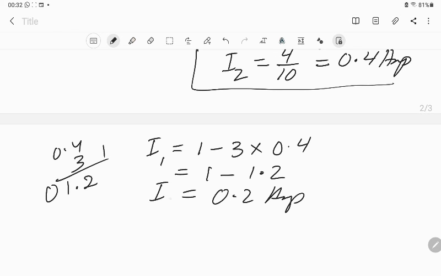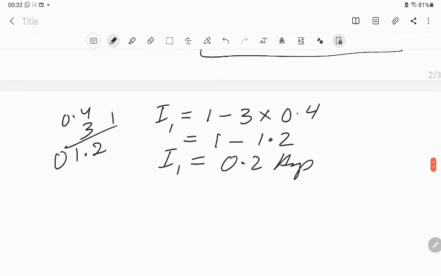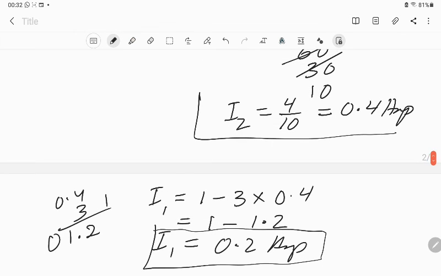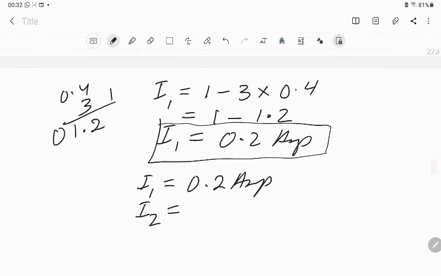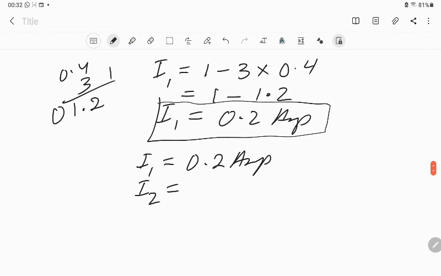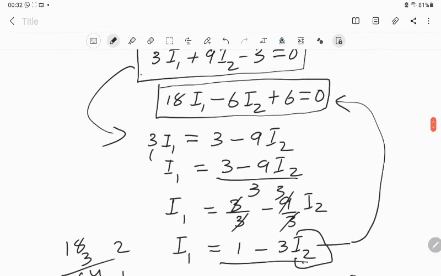So now we have I1 equal to 0.2 ampere and I2 equal to 0.4 ampere. These are the currents flowing through the battery.